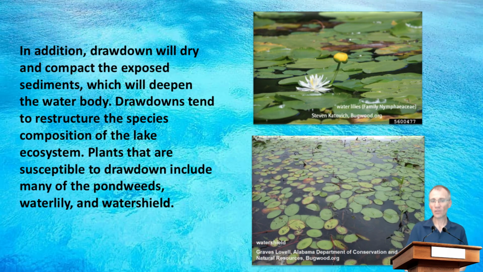Drawdowns tend to restructure the species composition of the lake ecosystem. Plants that are susceptible to drawdown include many of the pondweeds, water lily, and water shield.